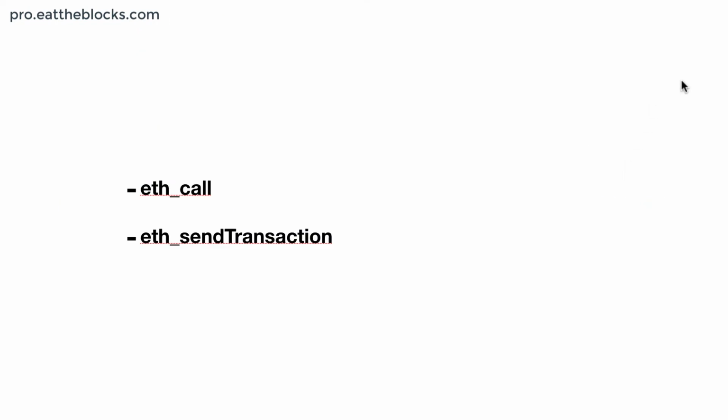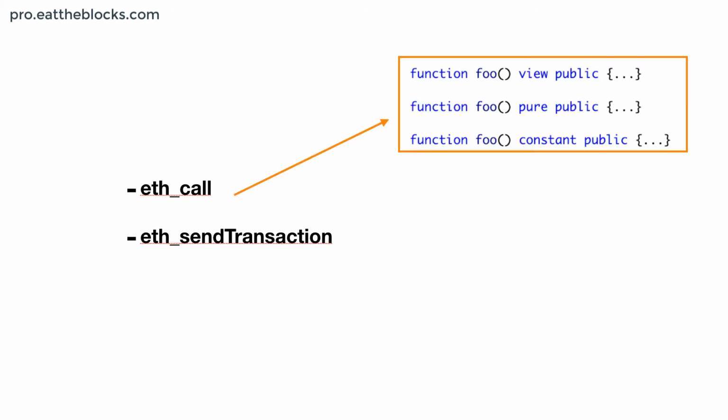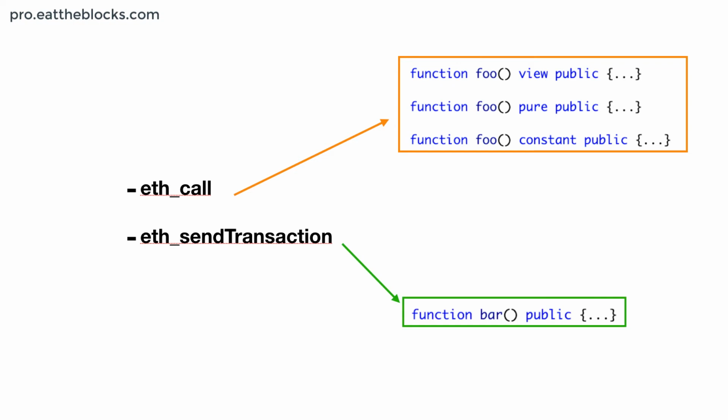There are two methods that can be used to call the function of a smart contract: eth_call and eth_sendTransaction. eth_call is used if your Solidity function has the view or the pure keyword. Constant works too, but it's deprecated. eth_sendTransaction is used if your Solidity function has neither view, pure, nor constant.